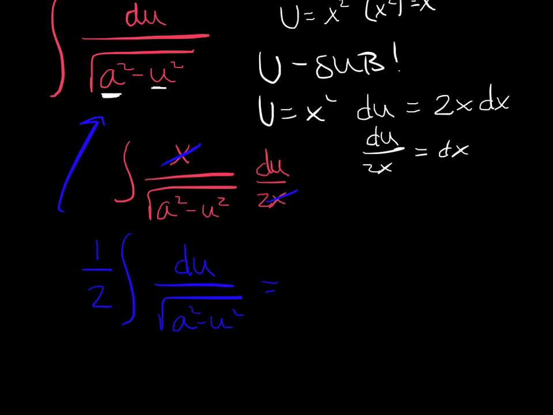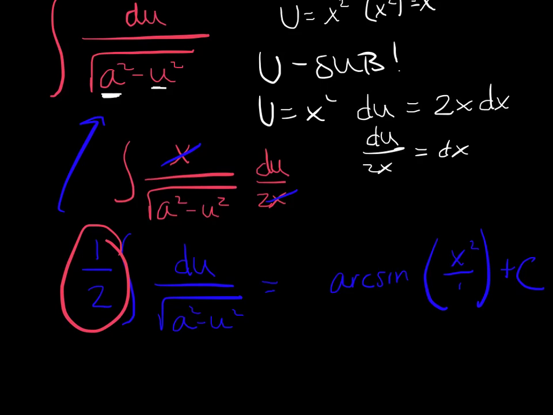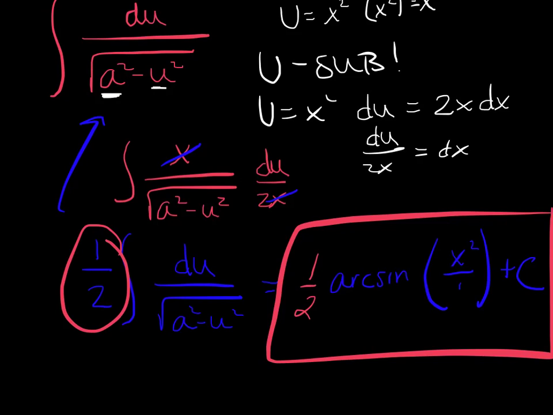So the integral is just arc sine of u over a. My u was x squared, my a was 1, plus c because I have no bounds. The only thing I'm going to multiply by is this 1/2 because it was in front of my integral. And there you have it. So we'll try a few more if you were a little shaky or forgot about these. We'll try a few more.